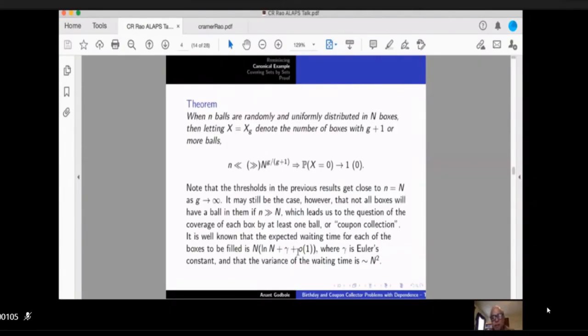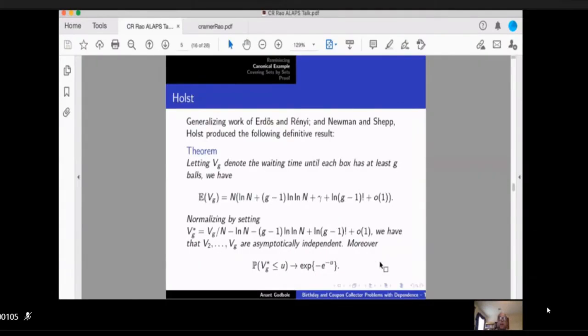So that's the error, I guess. And so that's roughly N times log of N is the waiting time. And the variance is roughly N squared times a constant, I think it's pi squared over 6. So we've looked at each box containing at most 1 ball, at most g number of balls, and then at least 1 ball. This is coupon collection. So the question is, what about at least g number of balls? This is the result I'd like to focus on because it's the most nuanced of the lot.